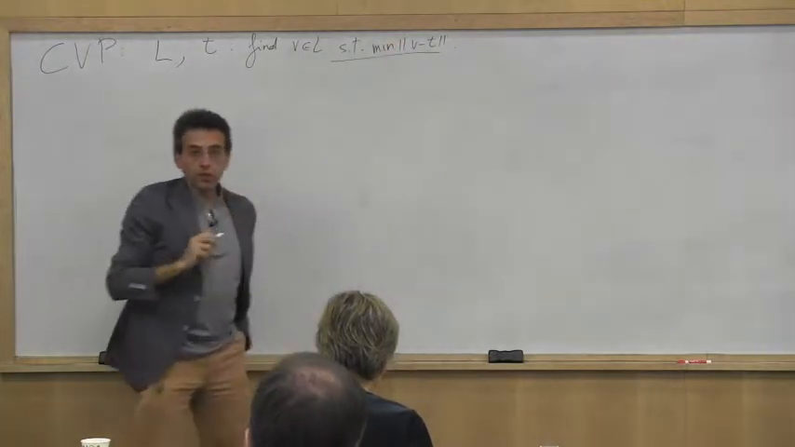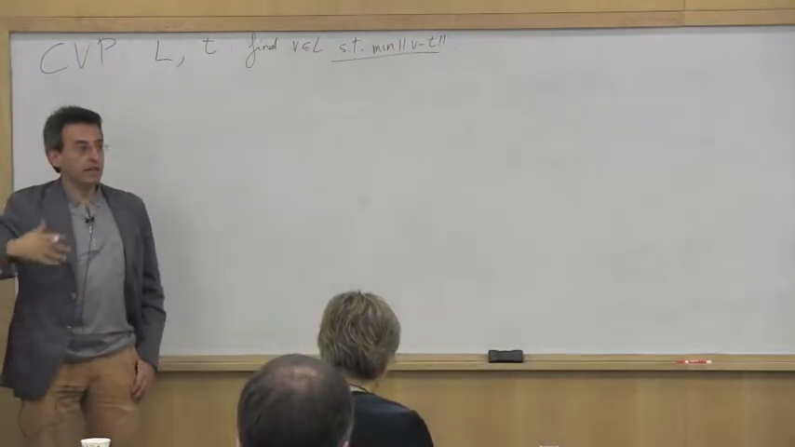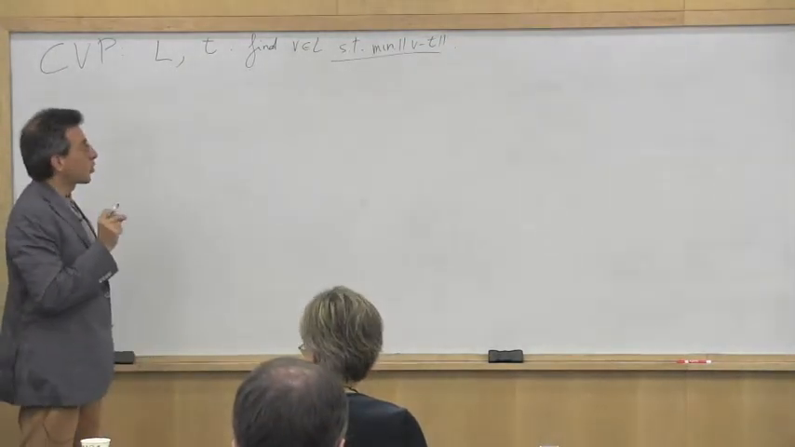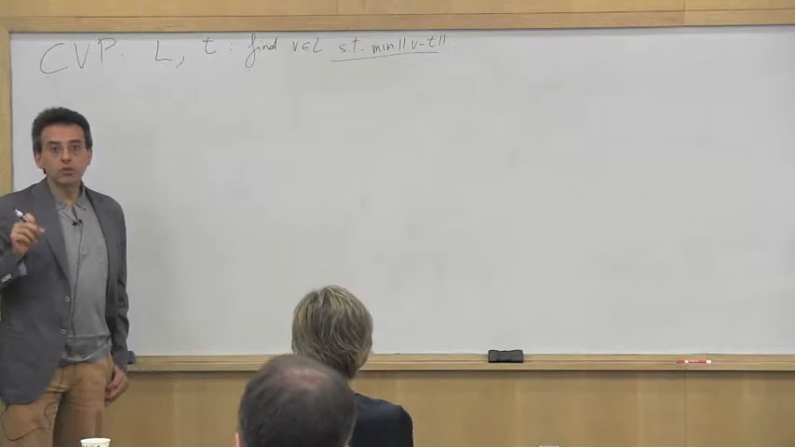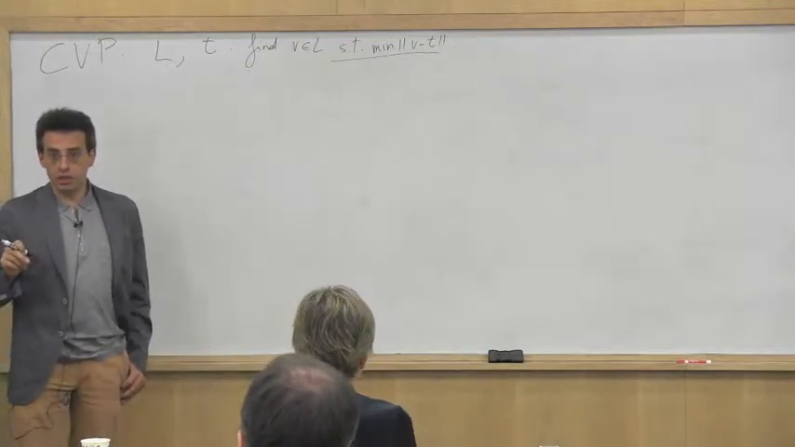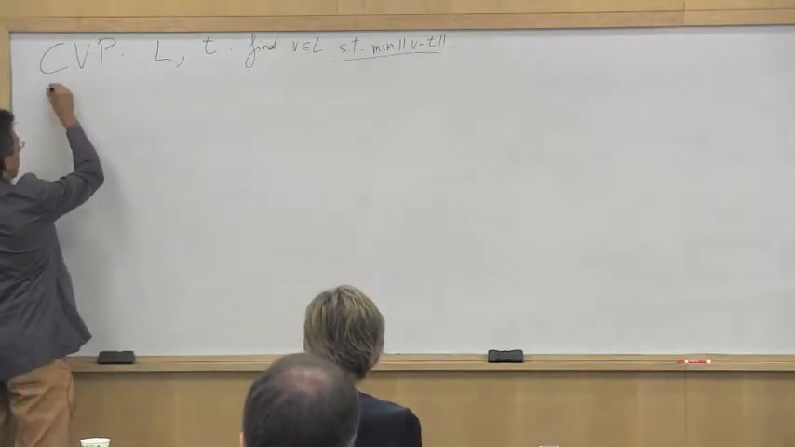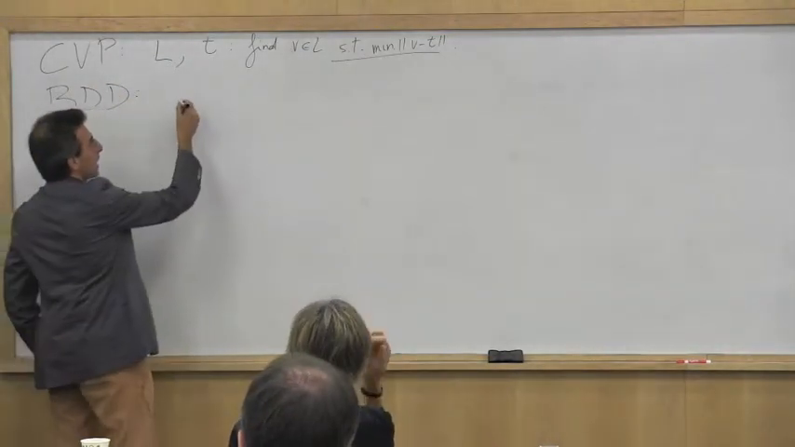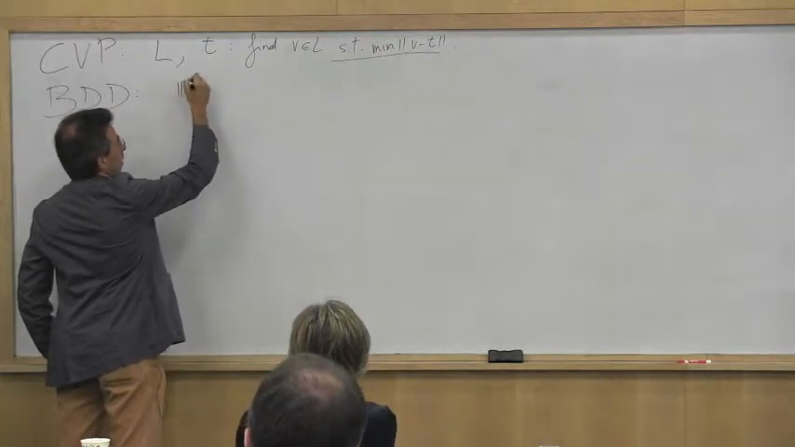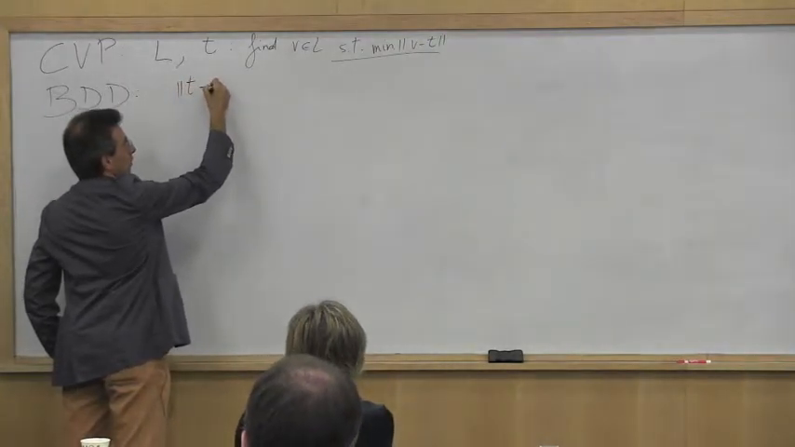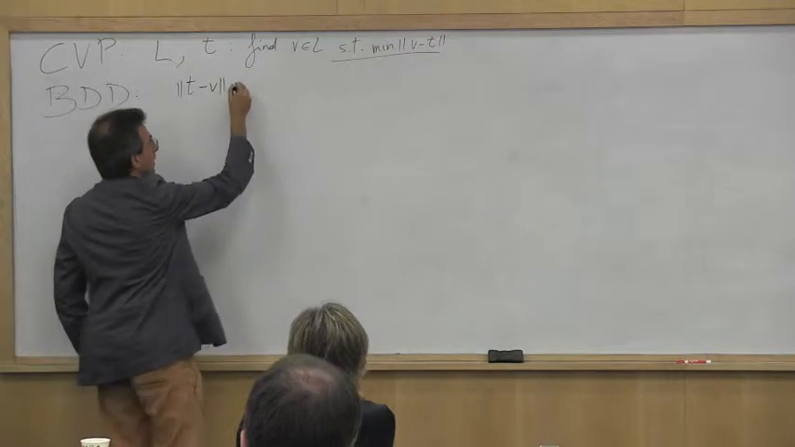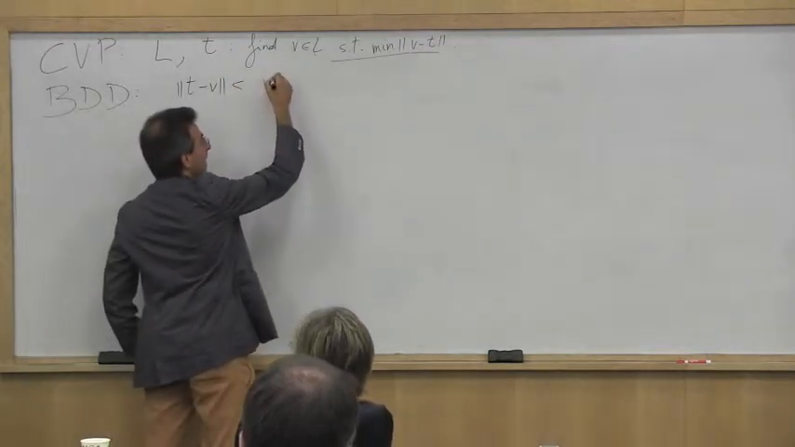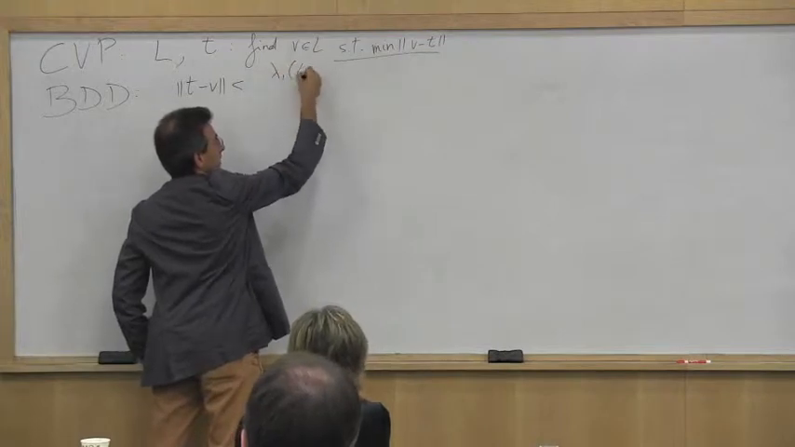Now, a special version of this problem, which is relevant in cryptography, communication theory, and many other applications, is to solve this problem when the solution is guaranteed to be unique. More specifically, this is called bounded distance decoding, which is CVP when the distance of T to the closest lattice vector is guaranteed to be less than half the minimum distance of the lattice.